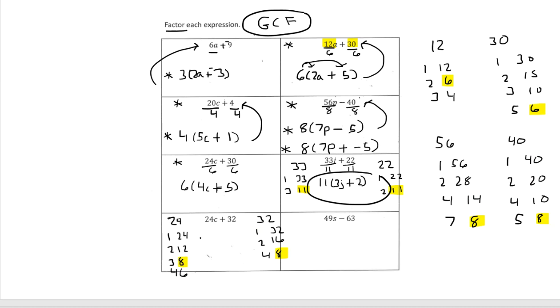So we write the 8 in front of our parentheses, and then we divide both of these by 8. 24 divided by 8 is 3c. 32 divided by 8 is plus 4.